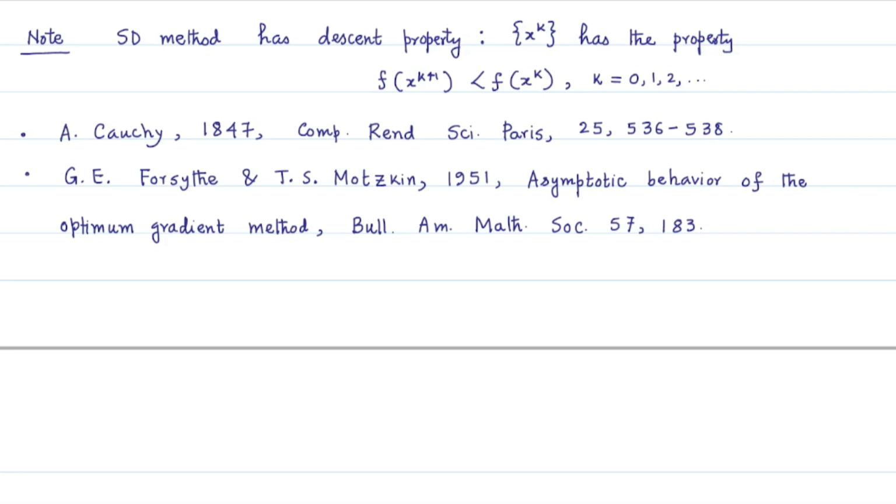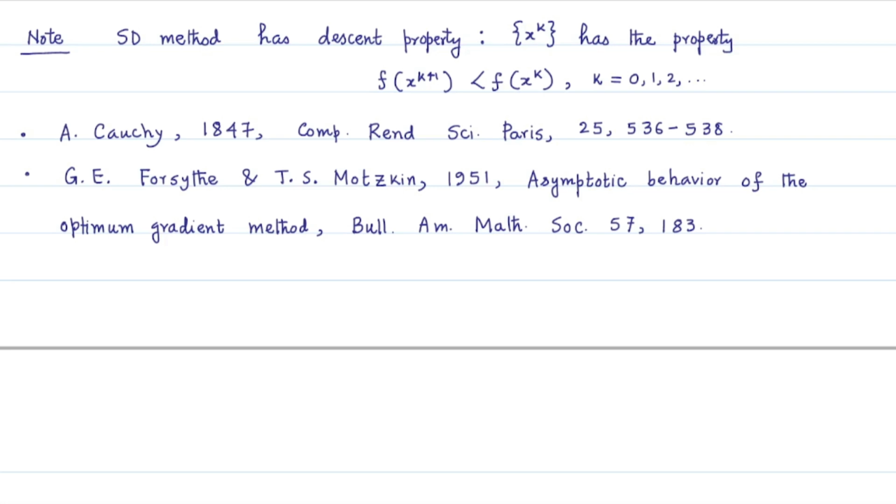You just consider the direction of steepest descent, move along the direction, keep moving. At the end of the day, you will certainly reach a point that is at least a stationary point of the function f.